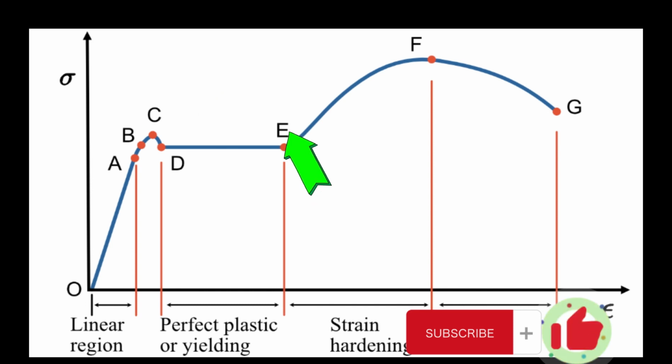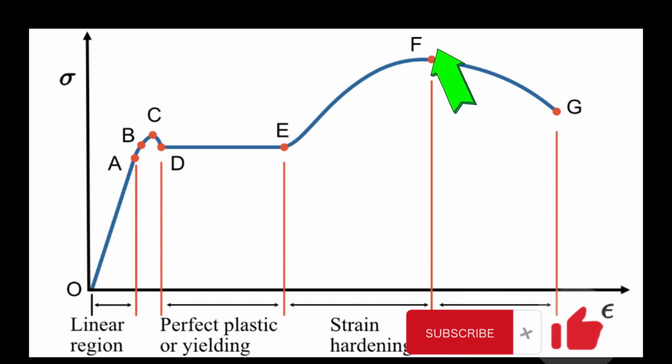Point E indicates the beginning of strain hardening, the point at which a material's plastic deformation becomes more difficult. After the material passes the yield point, it enters the strain hardening region, where an increase in stress is required to induce further plastic deformation. The material becomes stronger and more resistant to deformation during strain hardening.